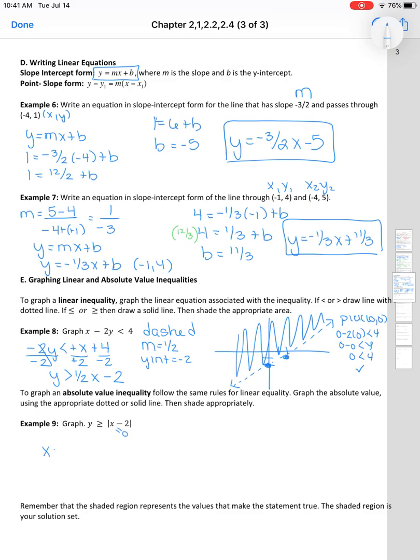Now, besides linear functions, you might have to graph an absolute value function. So when you graph an absolute value function, what you do is you set this equal to 0. And that's going to give you the x value that you start with, which would be equal to 2. So we're going to go over here, 1, 2, and make a dot. This is a solid line because it's greater than or equal to, and it's V-shaped. So it's going to go like this.